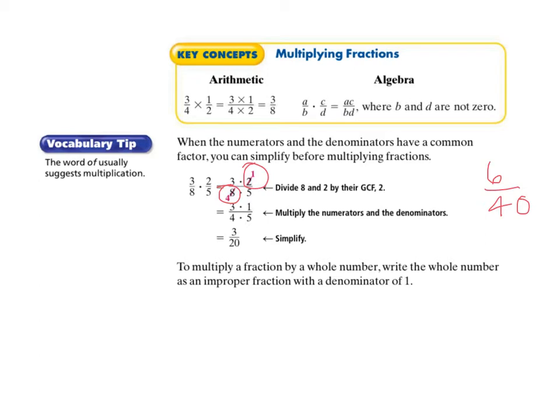And keep in mind, to multiply a fraction by a whole number, you write the whole number as an improper fraction with a denominator of 1. Also keep in mind, a vocabulary tip, the word of usually suggests multiplication. So if you want to know the percentage of something, you're probably going to have to multiply to find that information.